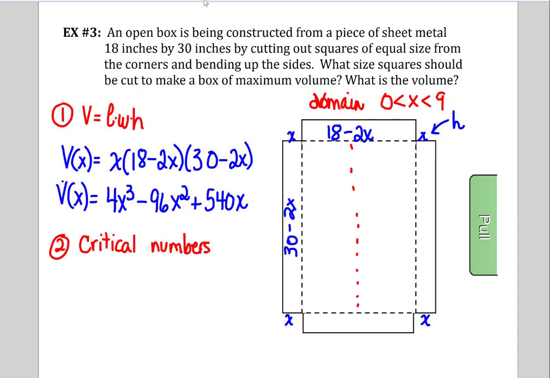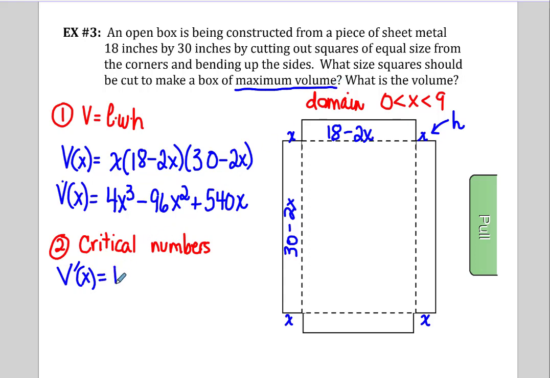You can't cut it in half. You're just ruining the sheet metal. You've got to have a number smaller than 9. So my shortest dimension was one of the constraints of the domain. You follow that? So we want the derivative of the volume in terms of x, because that's what they're asking us to maximize, the volume.